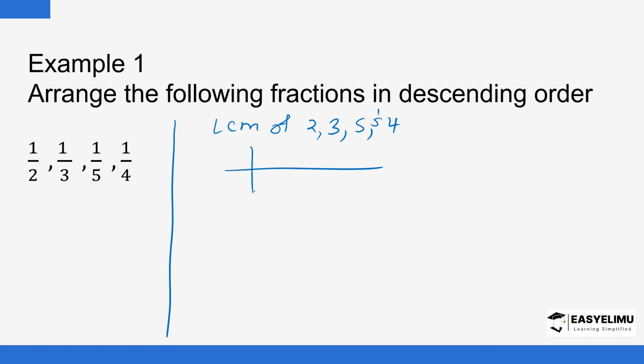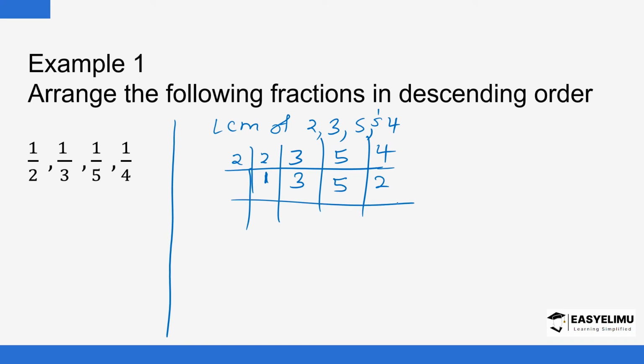So how do you find the LCM of that? This is what we have discussed previously. So we have 2, 3, 5, 4. We start with the smallest prime number, 2. Here 2 divided by 2 is 1. 3 is not divisible by 2, so you drop it down. Again, this is something that we have discussed previously, how to find the LCM. 4 is divisible by 2, 2 times.